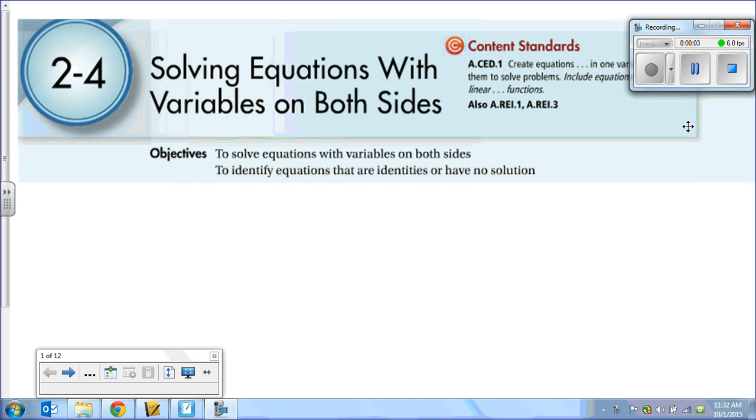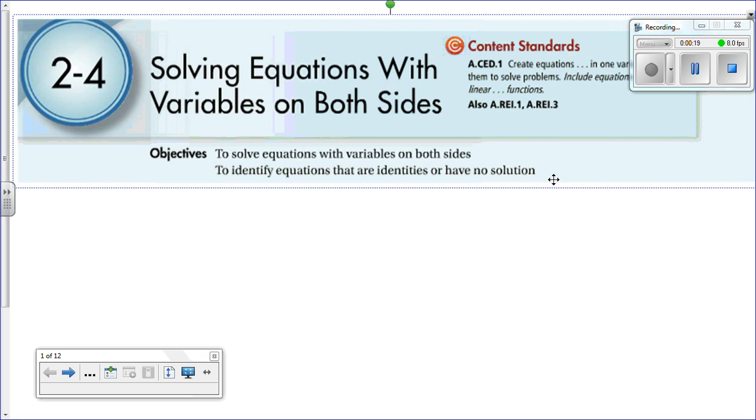Okay, this is section 2.4. This is again more solving equations. This is a big part of algebra in general. And I know this is something that you've probably seen prior years, but we really focus on it a lot in Algebra 1 at the beginning because we use it all year.